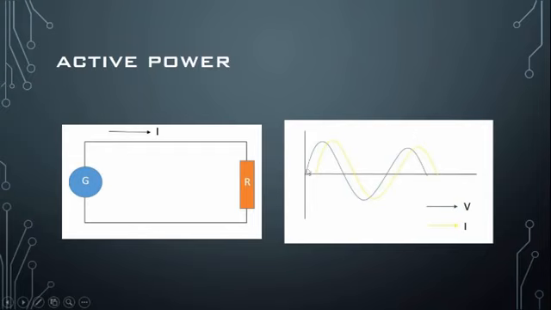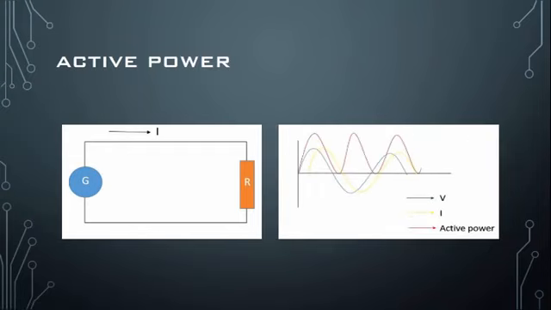So the conclusion is, in a resistive circuit, the power will always be positive. If you draw a waveform for it, the red line shows the waveform only on the positive side, and this line shows your active power. Active power is always positive, which means your power will only flow from generator to resistor. There is no direction change here. I hope this is clear to you.